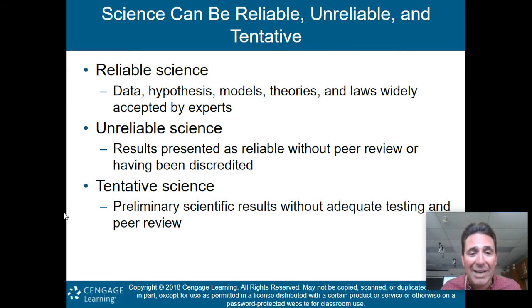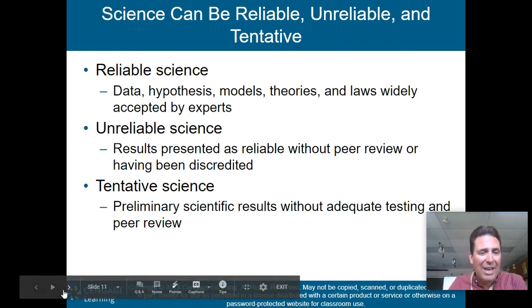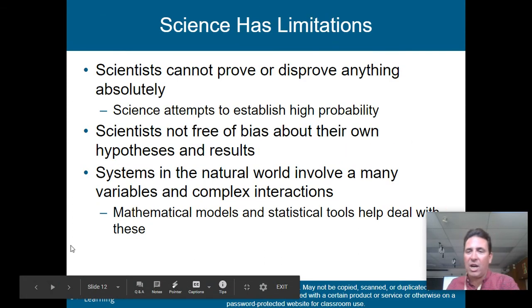Tentative science is preliminary scientific results without adequate testing and peer review. So I would argue right now, these are some of your COVID vaccines, right? A lot of them are in the second or third phase. So we're trying to get the adequate testing and the peer review, but we're not there yet. Until we do, I would say that those COVID vaccines are still tentative science. We're trying to get them to be reliable science, and what we don't want them to become is unreliable science. So again, hopefully those are some examples that'll make this a little bit easier for you to understand.